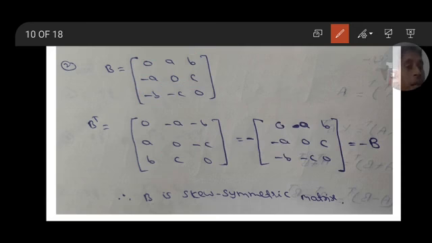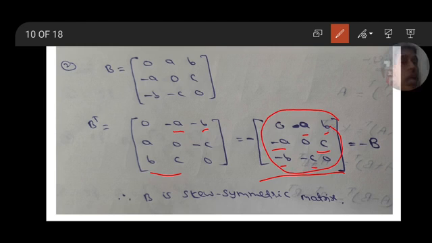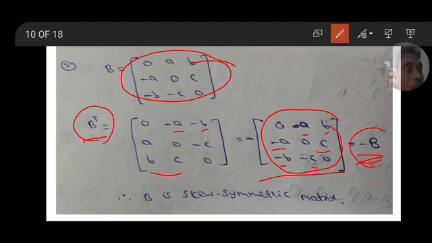If you take minus common, 0, minus A becomes plus A, minus B becomes plus B, A becomes minus A, 0 is the same, minus C becomes C, B, C becomes minus B, minus. This is the B matrix, 0, A, B; minus A, 0, C; minus B, minus C, 0, that is minus B. Therefore B transpose equals minus B. So the transpose of B equals minus of that matrix, therefore it is a skew symmetric matrix.